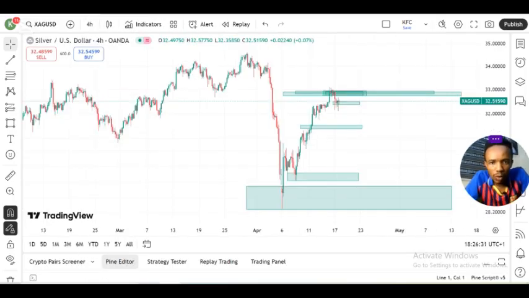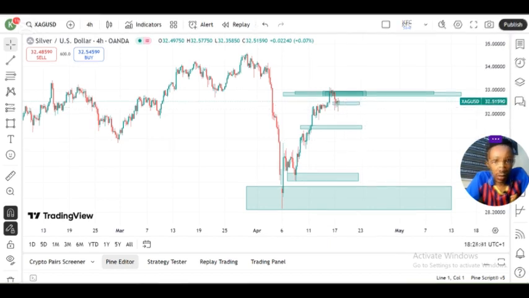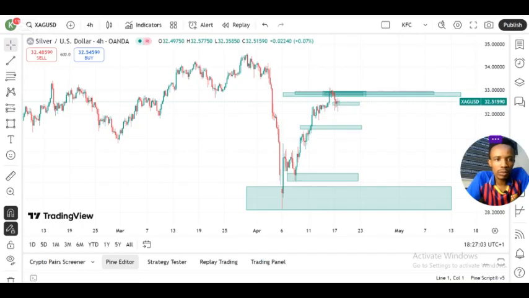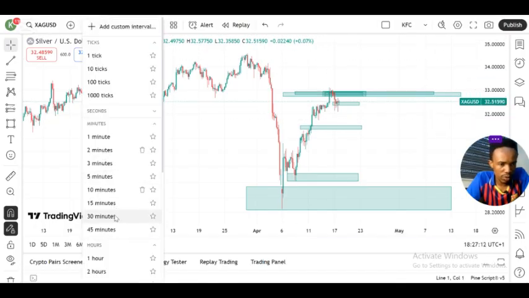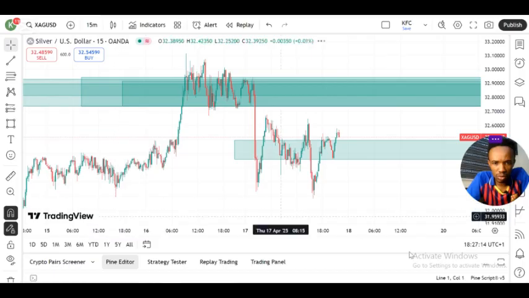So the 4-hour time frame looks clearly bullish, and because of that, I'll prefer to find bullish moves on silver. All I'll do is get my full confirmation. Once I have my complete market structure shift on my entry time frame, I will be looking for the entry, and I'll be giving updates to all of you on the free channel.